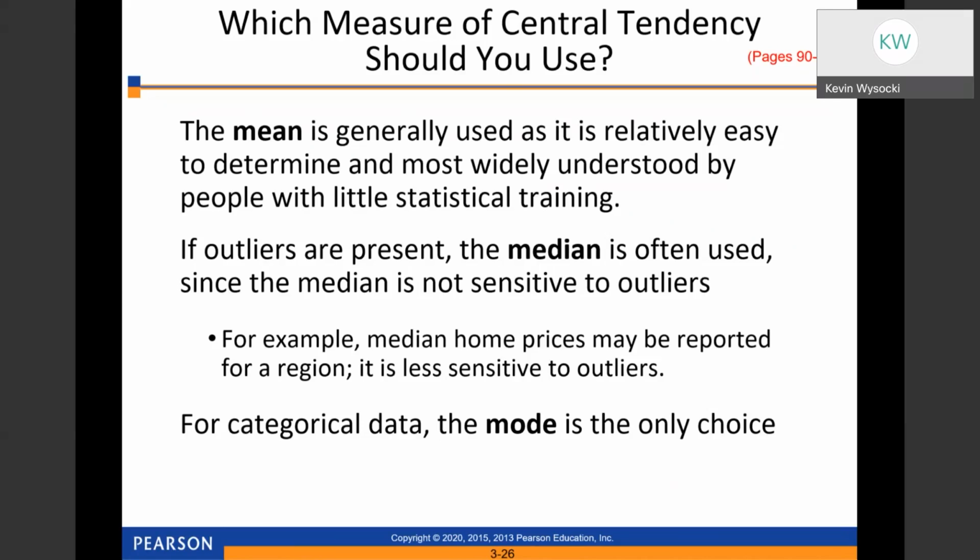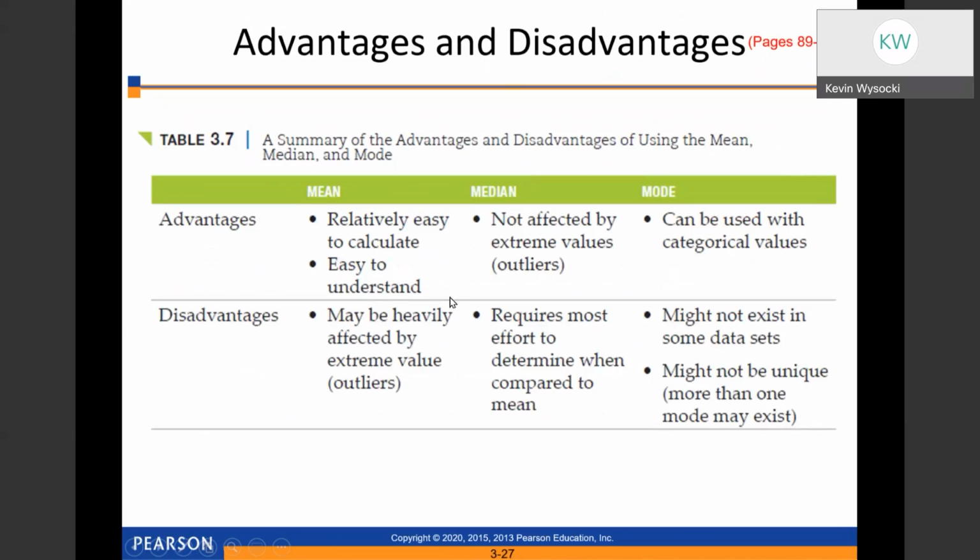So in a lot of places, for example, what they'll do is they'll give you median home prices, maybe reported for a region, given it's less sensitive to outliers. So houses that are way overpriced or way underpriced. And then for categorical data, mode is the only choice. So on the table, they give you the advantages and disadvantages of each. So those could be asked on a multiple choice question.